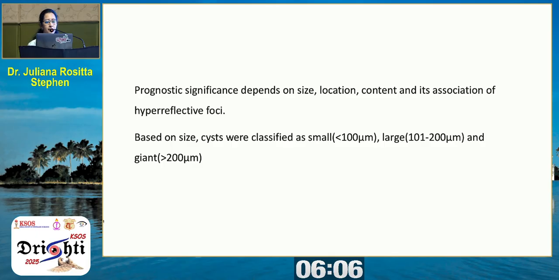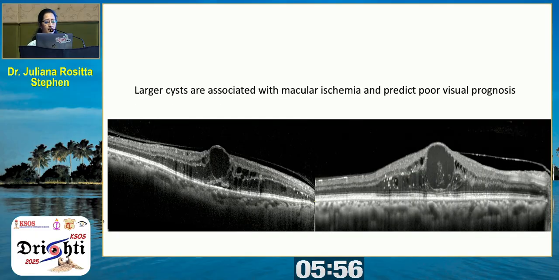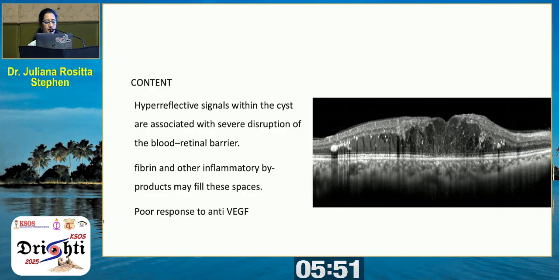Prognostic significance depends on the size, location, content, and its association with hyperreflective foci. Based on the size, cysts were classified as small, large, and giant cysts. Larger cysts are associated with macular ischemia and predict poor visual prognosis.